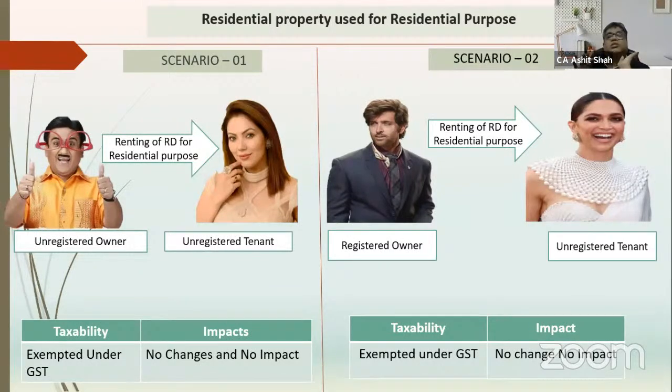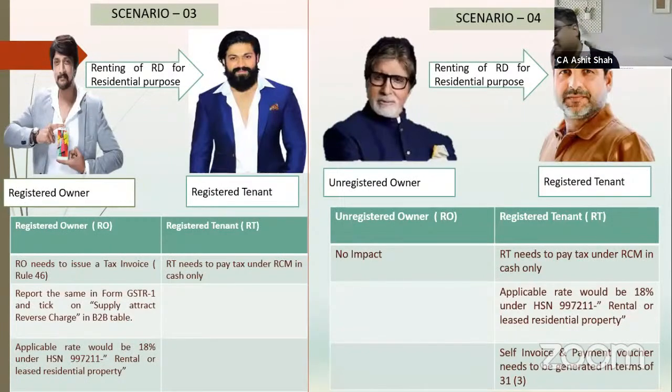Still the exemption continues, and though the turnover of the rent is more than 20 lakhs to the registered owner, we do not have to discharge the tax liability, because renting of residential dwelling used for residence is exempt under notification number 12/2017. So he can still enjoy his life, registered owner as well as unregistered owner. Now let's come to the third situation.